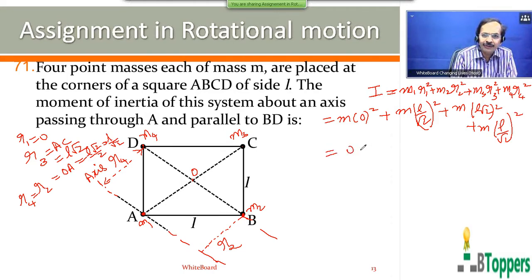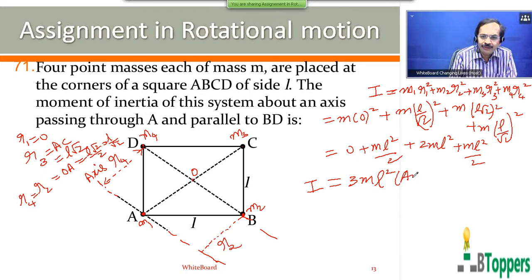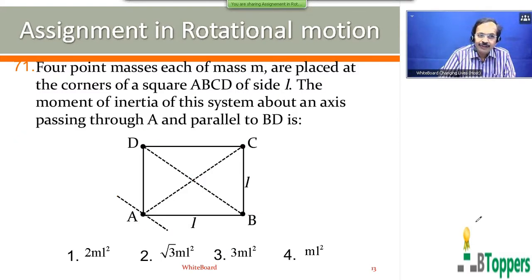So you get 0 plus ML square by 2 plus 2 ML square plus ML square by 2. So that comes out to be 3 ML square. That will be the answer. If you want to copy the solution, you can take a pause and copy the solution of the problem. For question number 71, the third option is the answer.